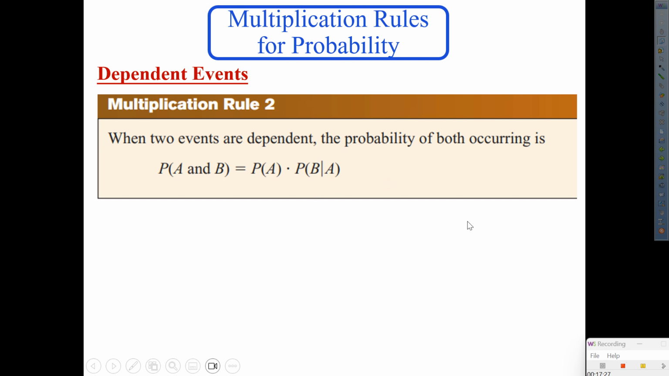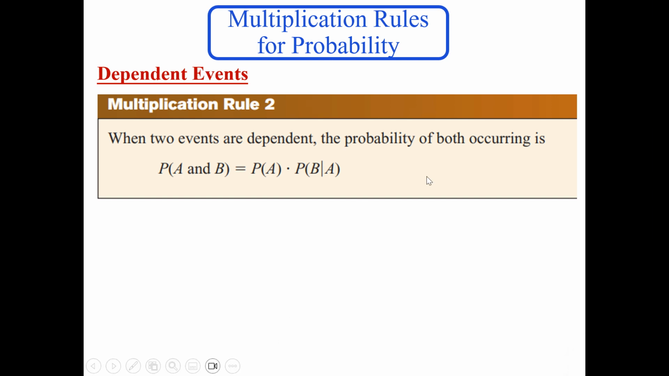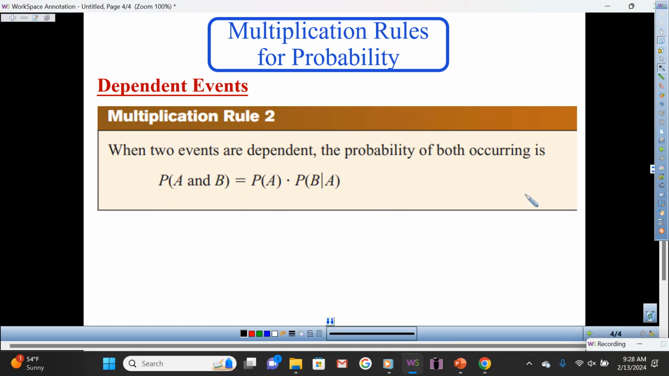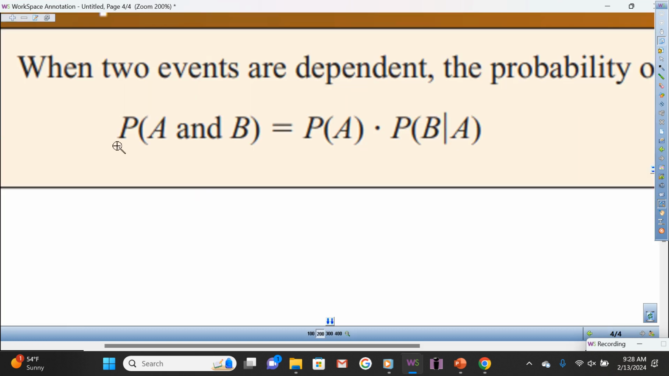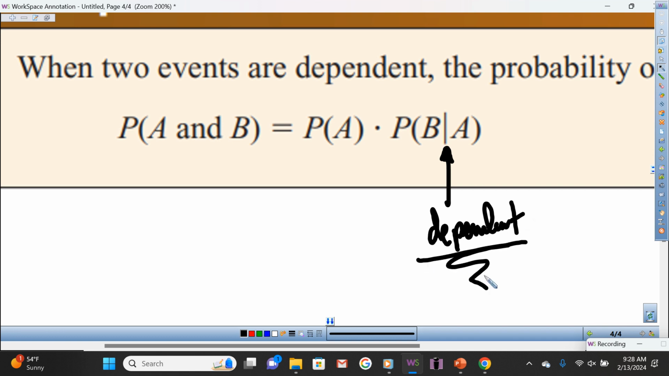P of A and B equals P of A times P of B dependent on A. Let me pause the tunes in the back. Let me read this again for those of you that missed it. Look up to the screen. This reads P of A and B is equal to P of A times P of B dependent on A. It doesn't mean P of B divided by A. No, it means B dependent on A. Make sure for this bar right here, you understand that it means dependent. B dependent on A. All right?